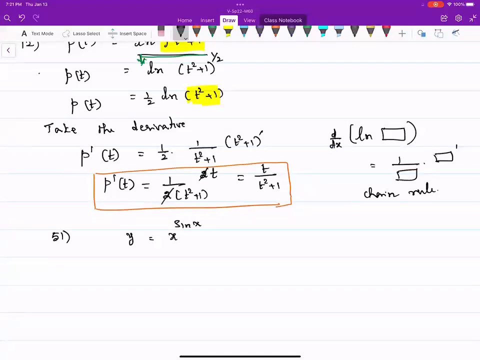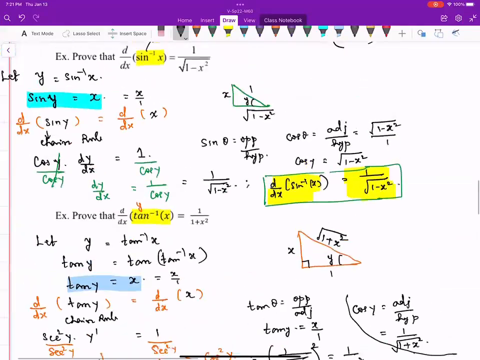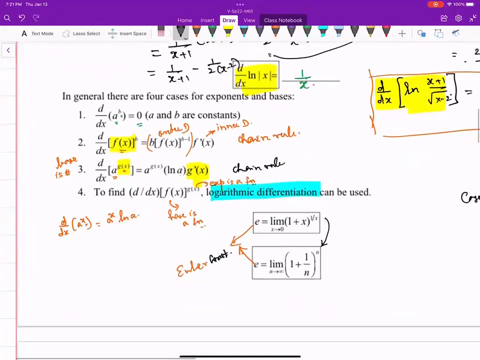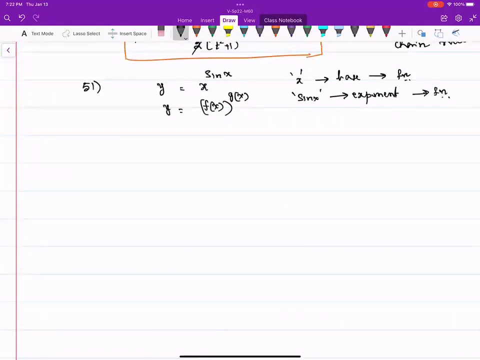So here you notice that the base is a function, and the exponent, sin x, is also a function. So it is of the form f of x to the power g of x. We know that when the expression is of this form, you have to apply logarithmic differentiation. If you look at point number 4, that's what it says. So let's try that. Step 1 is to take ln on both sides.